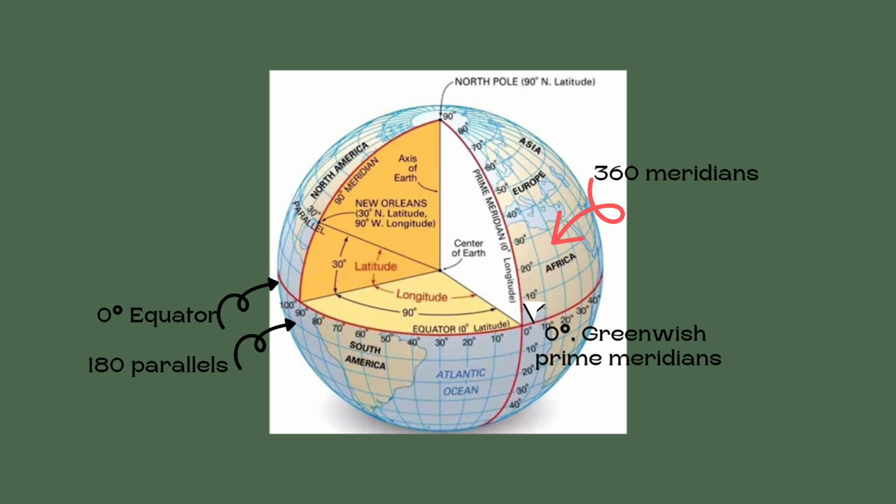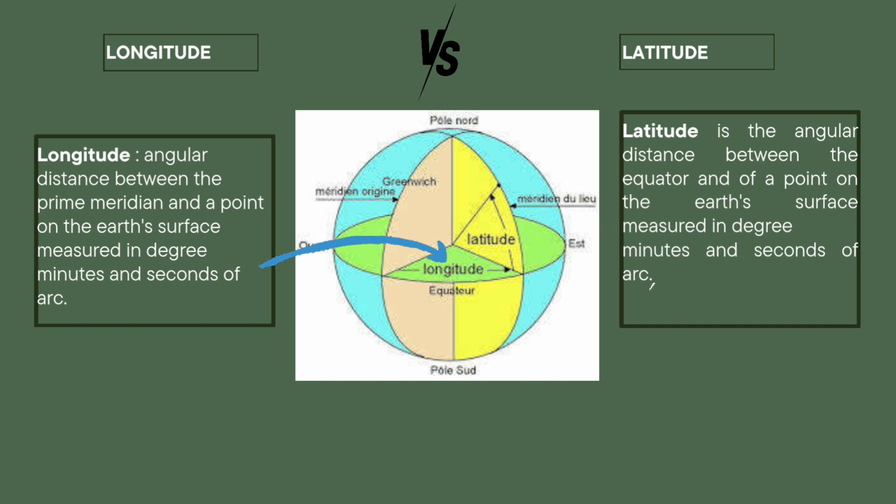Longitude is the angular distance between the prime meridian and a point on the Earth's surface, measured in degrees, minutes, and seconds of arc. It is the angle measured from the center of the Earth with the prime meridian. Latitude is the angular distance between the equator and a point on the Earth's surface, measured in degrees, minutes, and seconds of arc. Parallels represent latitude. The equator is the great circle midway between the poles. The degree of latitude or longitude represents a large distance on Earth. Therefore, degrees are further subdivided into minutes, which are further subdivided into seconds.